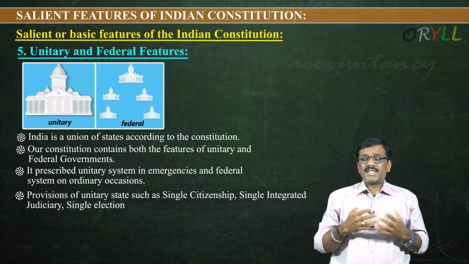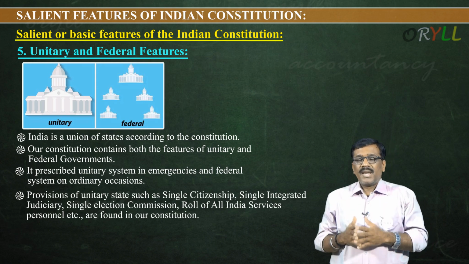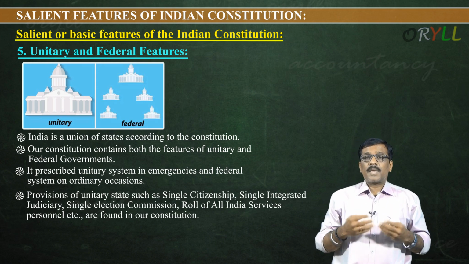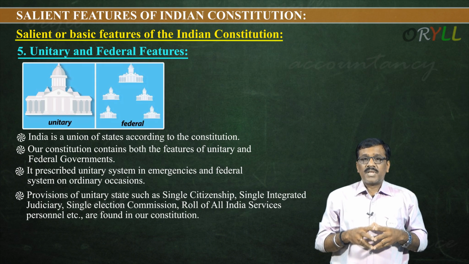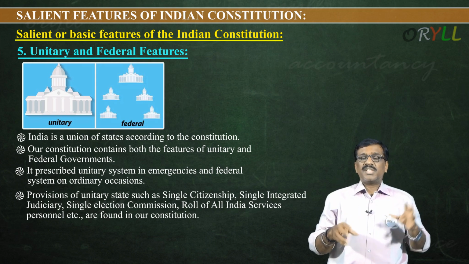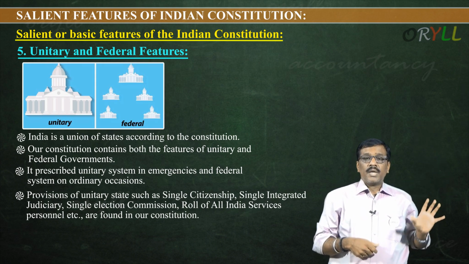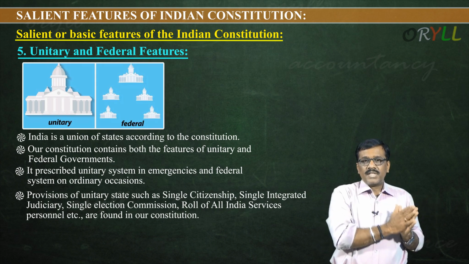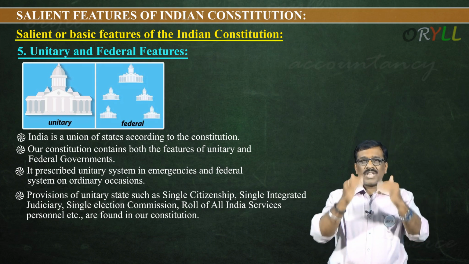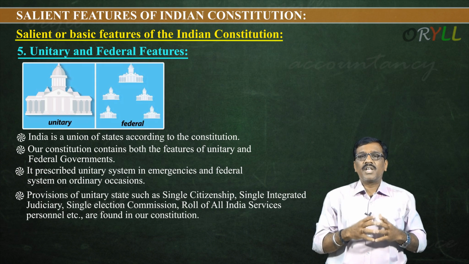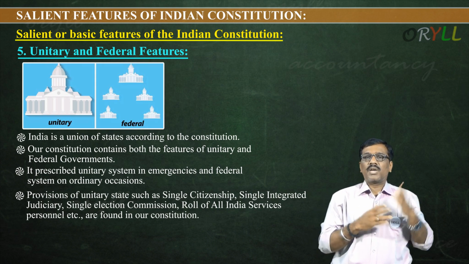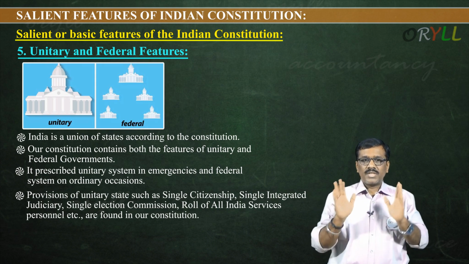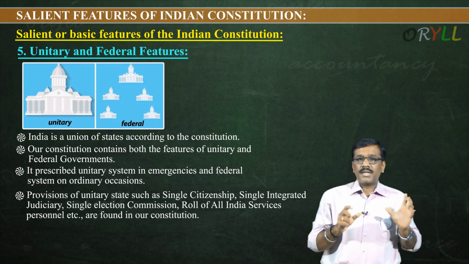Provisions of unitary states such as single citizenship, single integrated judiciary, single election commission, role of all India services personnel, etc. are found in our constitution. See, there are certain features of a unitary nation, like single citizenship, because wherever you go, if you step out of the country, you are known as an Indian, not as someone from Andhra, Telangana, Gujarat or Bengal. Understand? You are just known as an Indian. That is single citizenship.